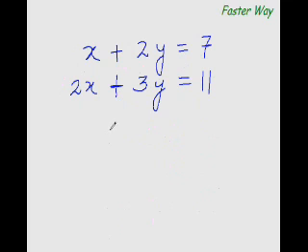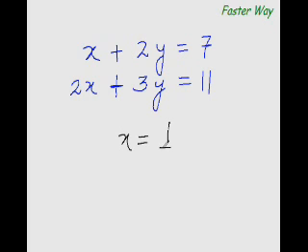Okay, so now let's solve this using the crisscross technique of solving equations. Again, to find the value of x, all you need to do is multiply this 2 with 11, and then subtract the product of this 3 and 7, isn't it? So 2 times 11 is 22, minus 3 times 7 is 21. 22 minus 21 is 1, isn't it?